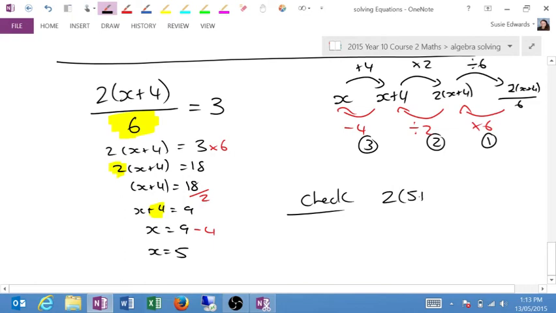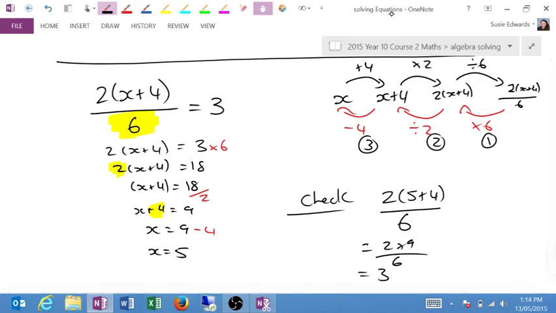Now to check your answer, we put 5 back into our equation. 2 times 5 plus 4 over 6. So this is saying 2 times 9 divided by 6. 18 divided by 6 equals 3. And so because the equations are equal, we know that we're right.